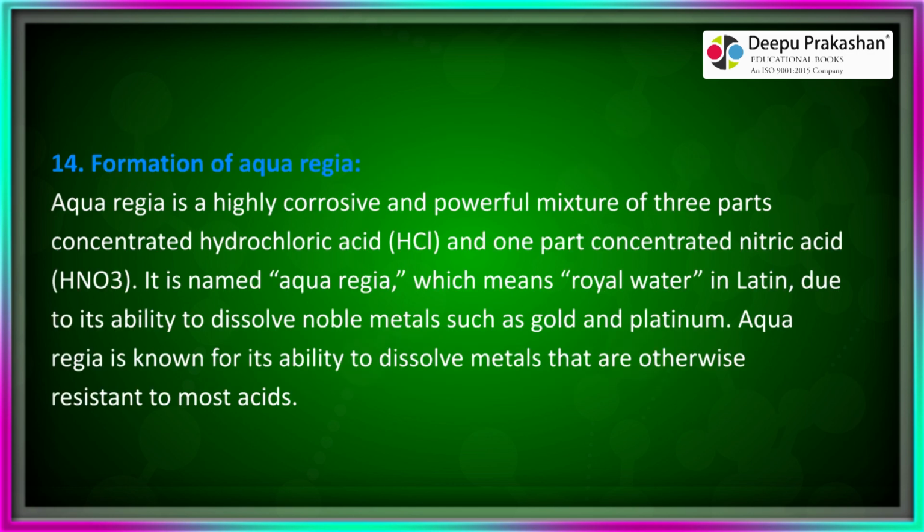14. Formation of aqua regia. Aqua regia is a highly corrosive and powerful mixture of 3 parts concentrated hydrochloric acid, HCl, and 1 part concentrated nitric acid, HNO3. It is named aqua regia, which means royal water in Latin, due to its ability to dissolve noble metals such as gold and platinum. Aqua regia is known for its ability to dissolve metals that are otherwise resistant to most acids.